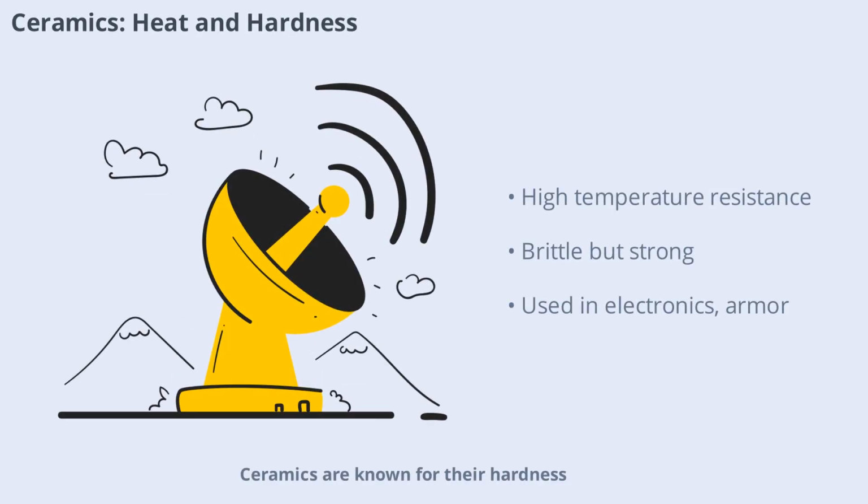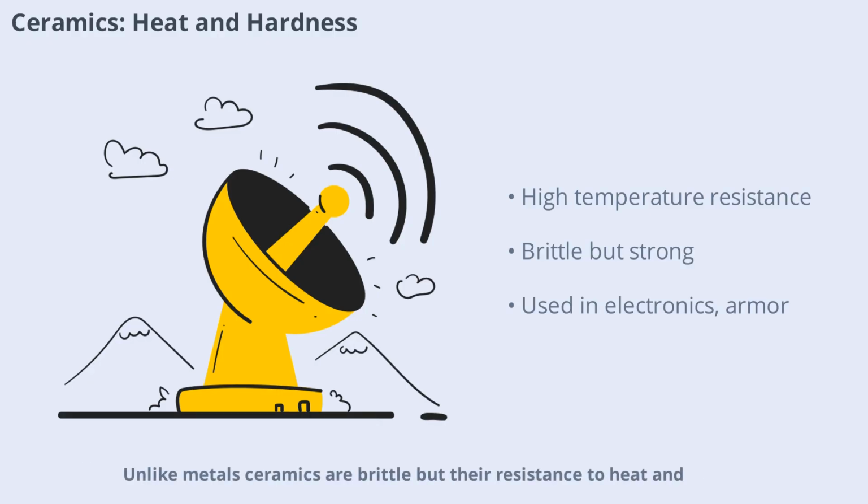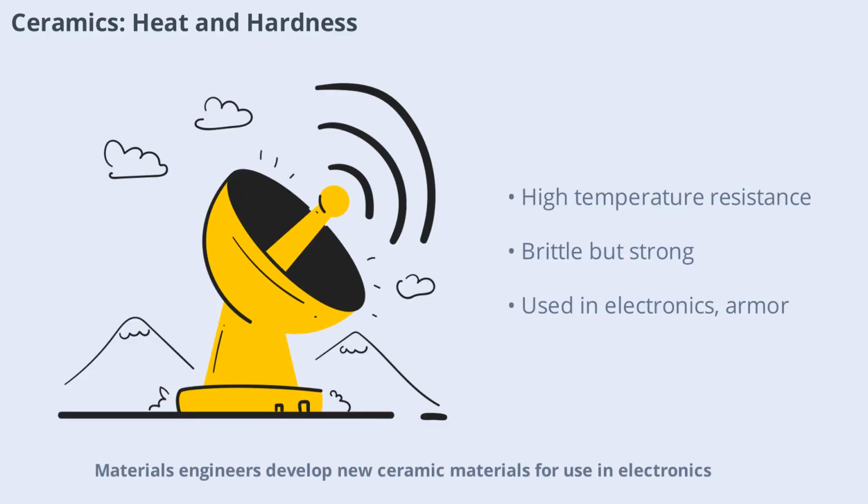Ceramics are known for their hardness and ability to withstand high temperatures. They're used in everything from pottery to advanced aerospace components. Unlike metals, ceramics are brittle, but their resistance to heat and corrosion makes them invaluable in many applications. Materials engineers develop new ceramic materials for use in electronics, medical devices, and even armor. Their unique properties open up a world of possibilities.